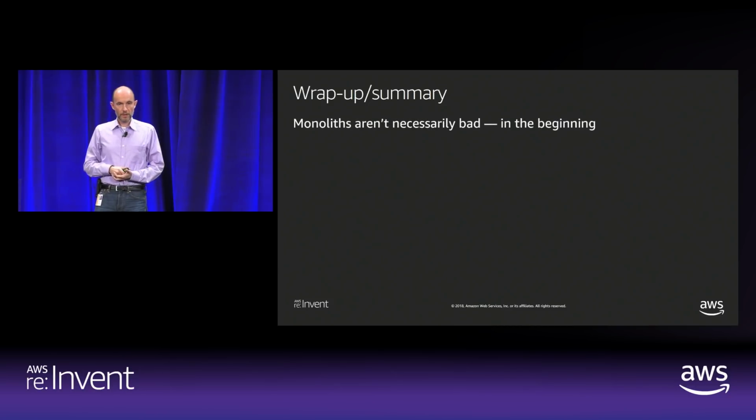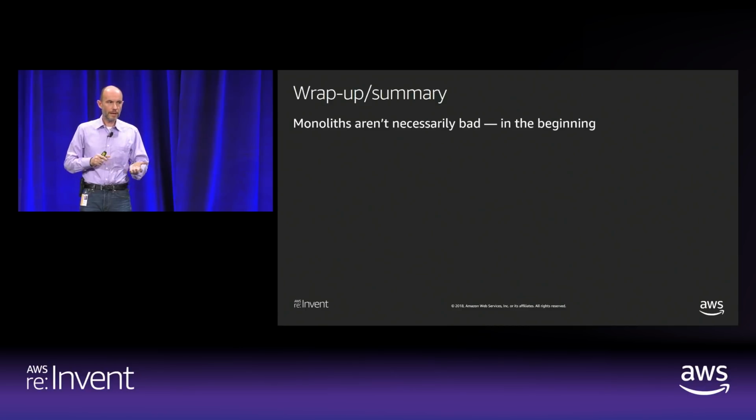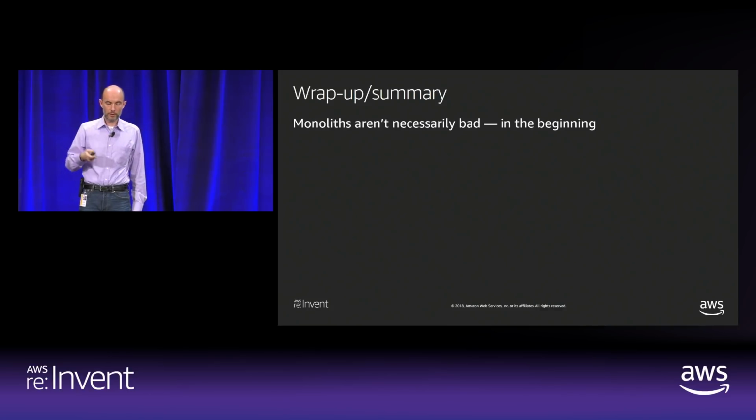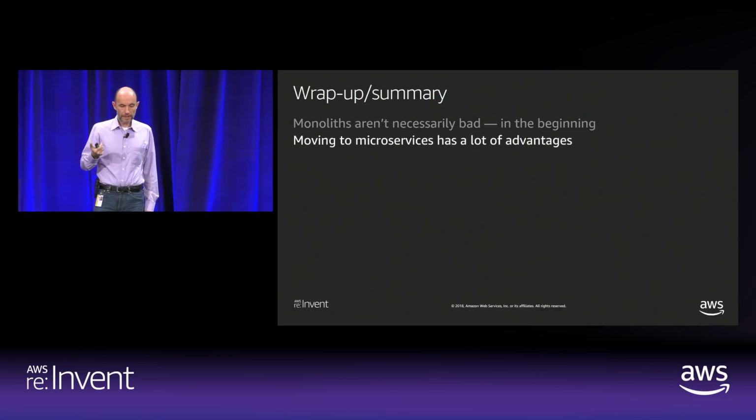So let's summarize what we covered today. First, everybody talks about microservices, and yes, they are cool, but monoliths aren't really bad. In the beginning, it's okay to write a monolith so that you get the first minimum viable product up and running, and you start validating your approach and start getting your project running. After that, moving to microservices can have a lot of advantages. It can introduce a lot more agility as the service becomes more and more complex and grows.